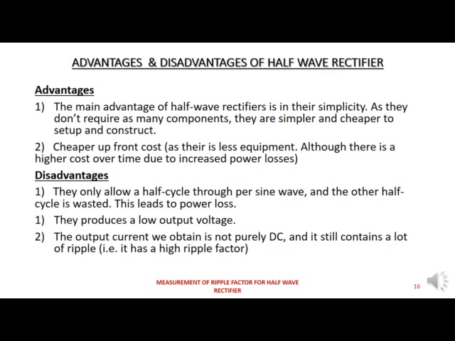These are some advantages and disadvantages of the half-wave rectifier. Advantages: the main advantage of the half-wave rectifier is its simplicity, as it doesn't require as many components. They are simpler and cheaper to set up and construct. Disadvantages: they only allow a half cycle through per sine wave, and the other half cycle is wasted. This leads to power losses. They produce a low output voltage. The output current we obtained is not purely DC, and it still contains a lot of ripples.